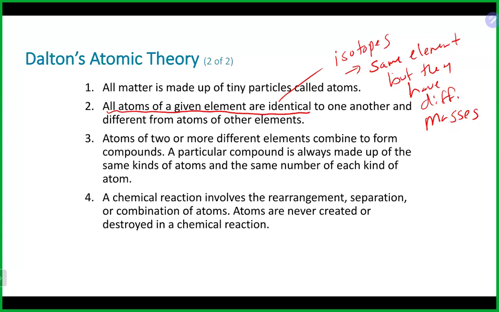Atoms of two or more different elements combined to make compounds. So as we talked about, that is still good. A particular compound is always made up of the same kinds of atoms and the same numbers of each kind. That is true. So if you have water here, water in Europe, you buy water anywhere. Ultimately, the fundamental part of that is water, which is H2O no matter where you go, 2 hydrogens and 1 oxygen. May cost you more depending on where you buy, I suppose, but ultimately it is still H2O, right?